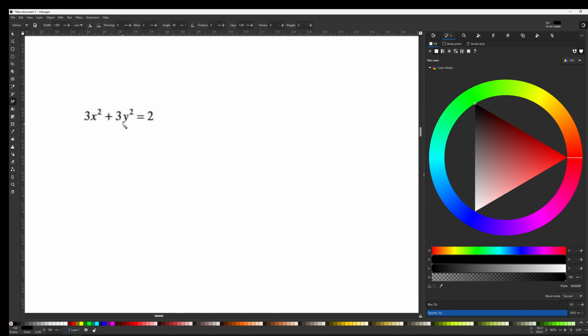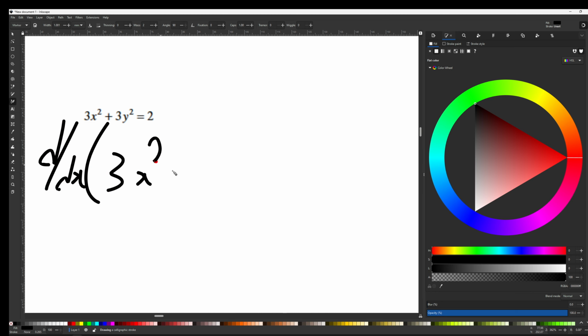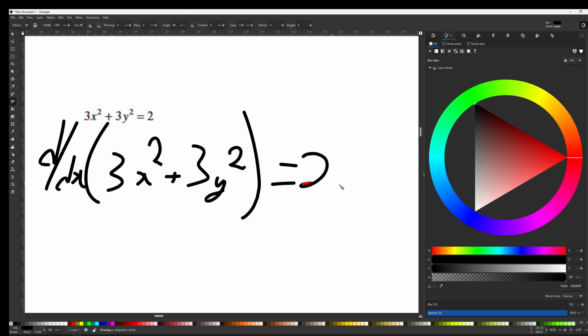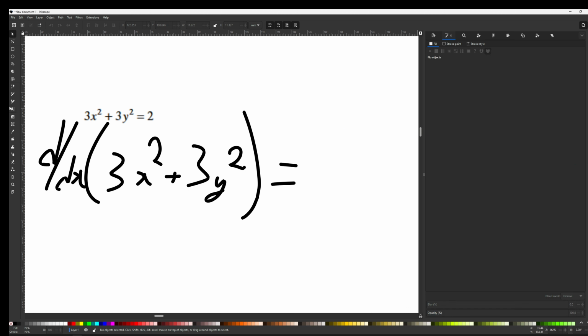Okay, time for our next one. 3x squared plus 3y squared is equal to 2. Take the derivative of both sides. Here, the derivative of 2, since it's just a constant, we can cancel that out. So 2 prime just fades away into 0.